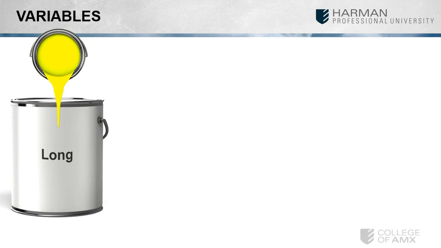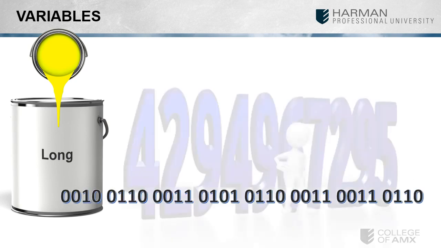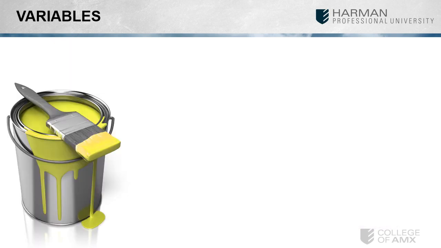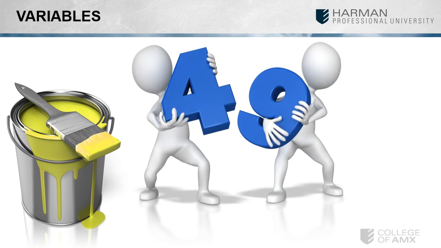Long. This data type is used to store integer values that are too large for the integer type to contain. This data type can store 32-bit integer values in the range of 0 to 4,294,967,295. The long data type can store a really big positive number. A counter incrementing every millisecond would last 49 days before using up the range of a long number.